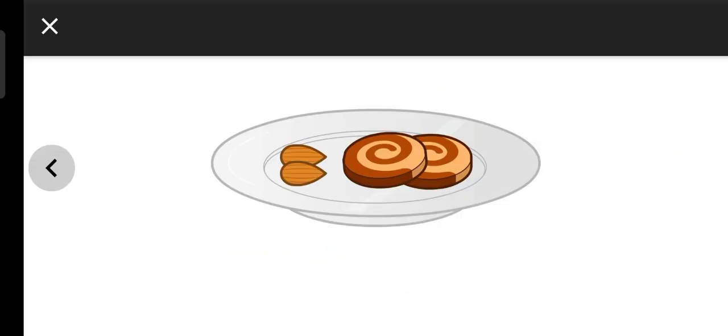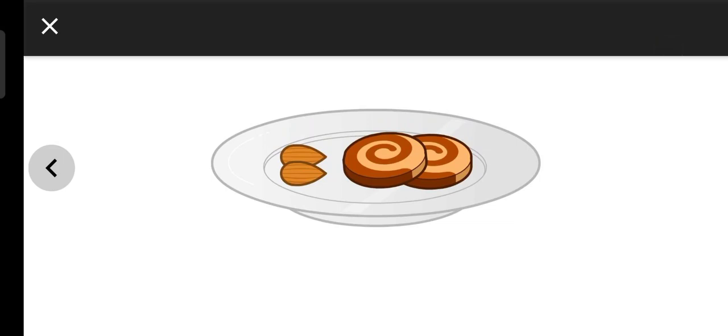Now students, you can observe the teeth of your family members and tell them that these are your incisors, these are your canines, these are your molar teeth, and these are your premolar teeth.